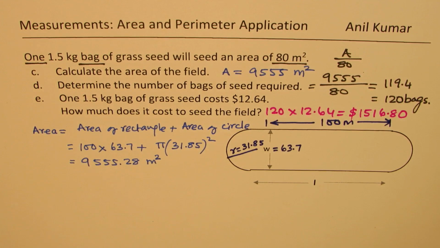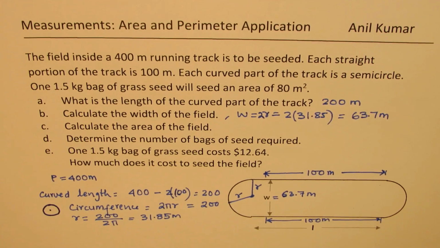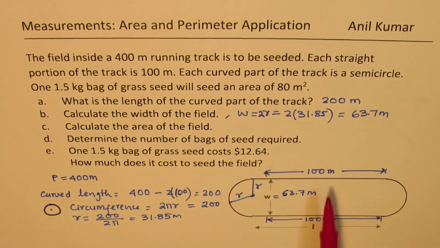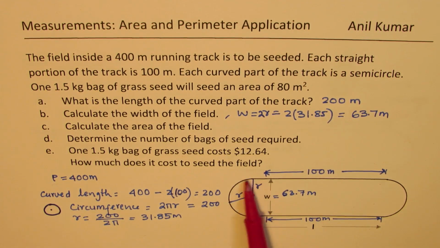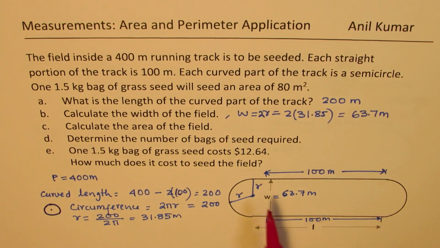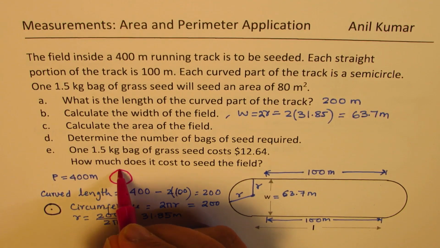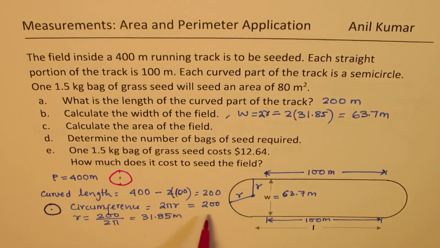So I hope all the steps are absolutely clear. So let's go through this solution once again. In short, what we did was, we know that this straight line is 100 meters on both sides, so that is 200. For the circle circumference, two semicircles make one circle, right? So that circumference is 2 pi r, which is 200 meters. Dividing 200 by 2 pi, we got our radius, right? That radius times 2 is the width. So we got the width.